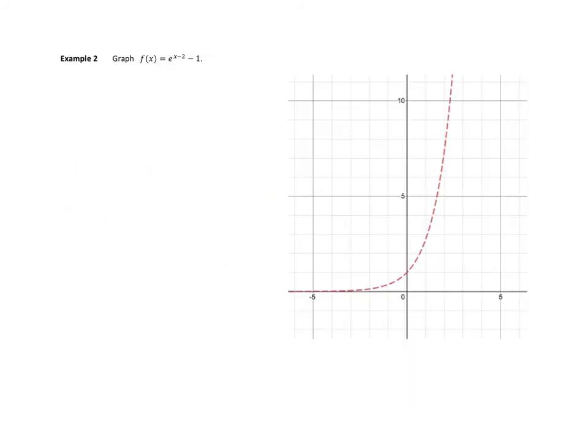So with all that being said, can we sketch a graph of the function f of x is equal to e to the x minus 2, minus 1? What does that thing look like? Now here, I already have a graph of e to the x, so let me just make note of that. So here's f of x is equal to e to the x. How is this equation different than this one?